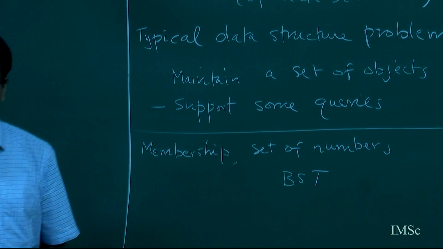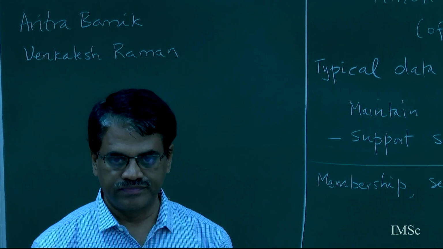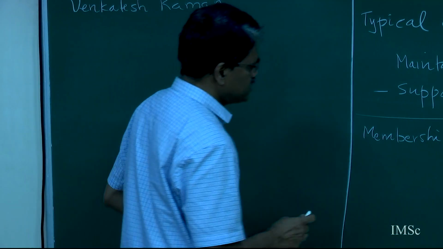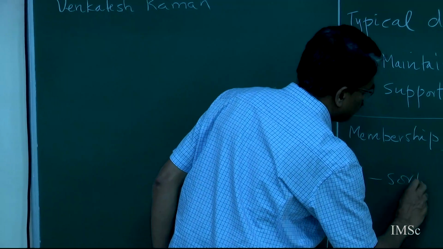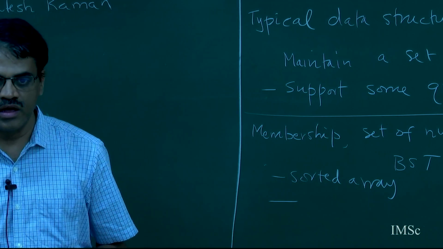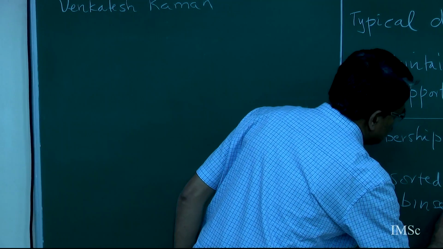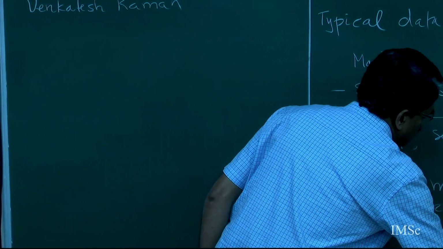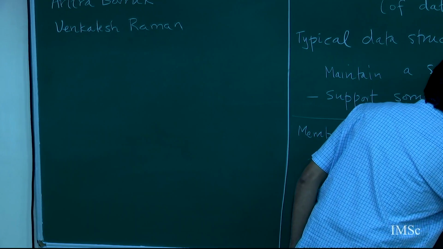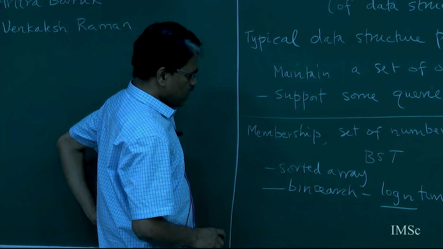Something even simpler, because the only query I have told you is membership. A sorted array, right? So you keep your list in a sorted array. And how much time would it take to answer the membership query? Log n time, right? You'll do binary search. Now this log n time is worst case. I want to just pay attention to this because I'm going to talk about amortized complexity.